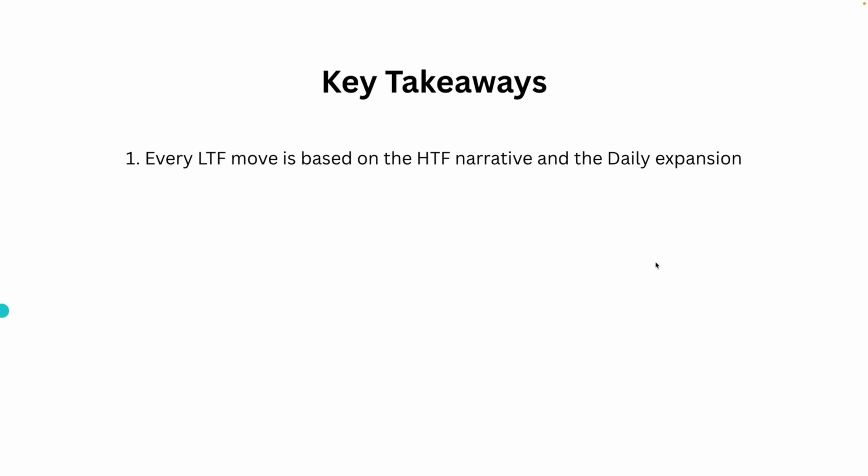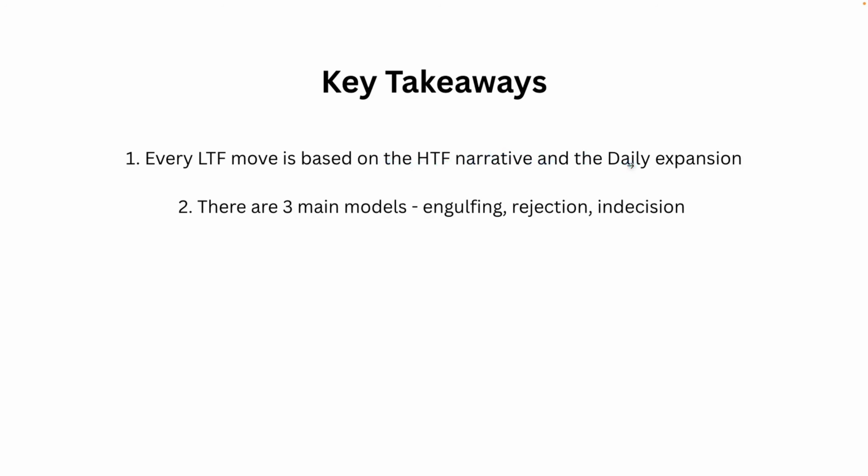Now let's get into some key takeaways from today's video and take notes on these. Number 1, every lower time frame move is based on the higher time frame narrative and the daily expansion. Number 2, there are 3 main models. You've got the engulfing model, the rejection model, and the indecision model. This is ranked from highest quality to medium quality to lowest quality. Number 3, you then are going to look at the 2 previous daily candles. Generally speaking, these will actually tell the story of what's happening for the next day. And always remember that little quote, the wicks do the damage, the bodies tell the story.